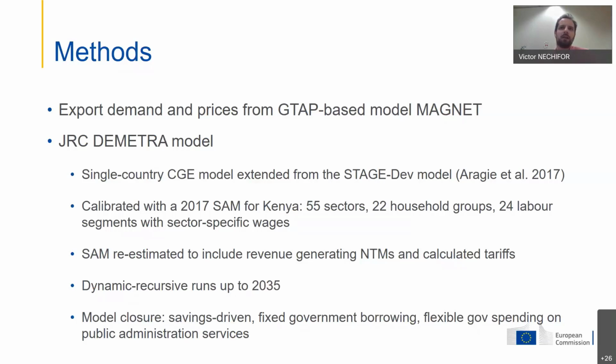We opted for fixed government borrowing just because we wanted to isolate the impacts of the changes in tariff revenues and government revenues in case they drop. We didn't want them to be transmitted to the investment side. But instead, we opted for a flexible government spending, whereby public administration spending adjusts based on changes in income of government following the implementation of the AfCFTA.